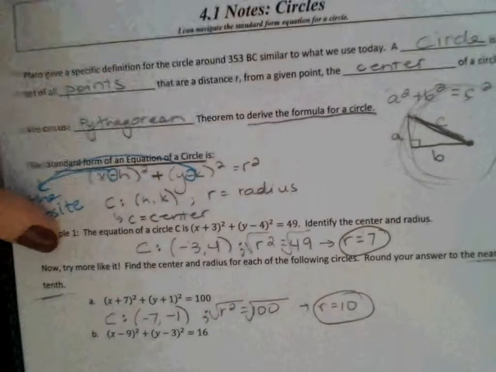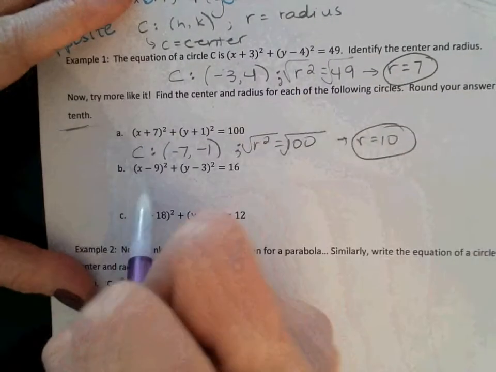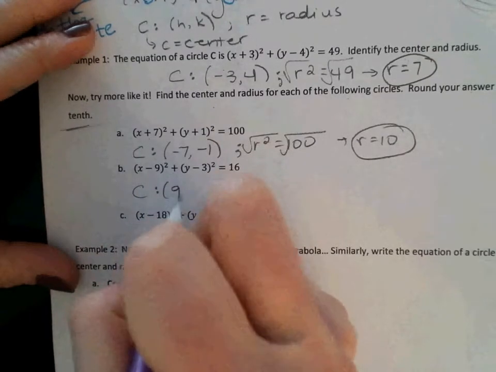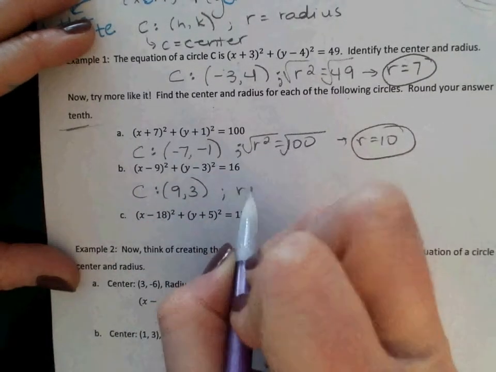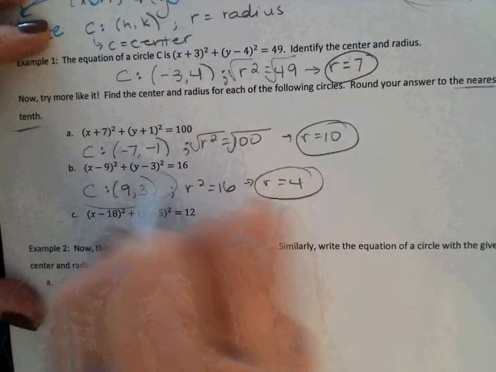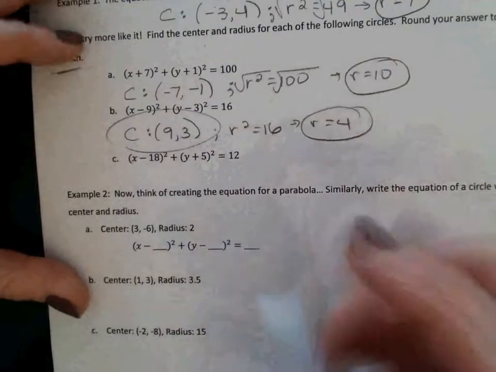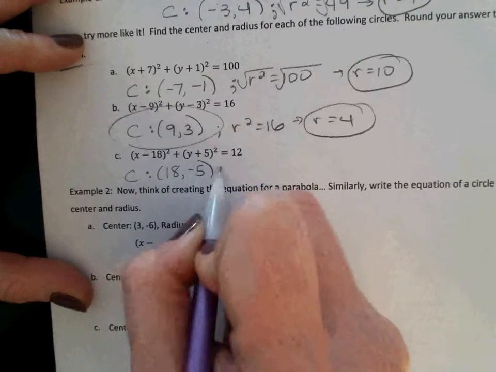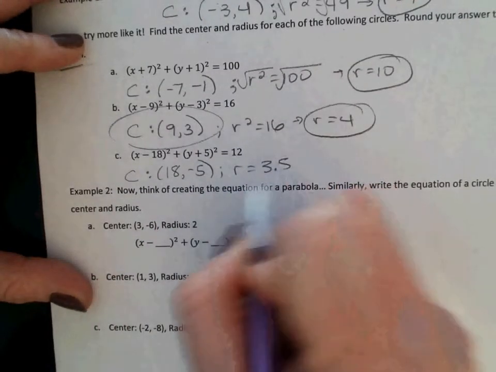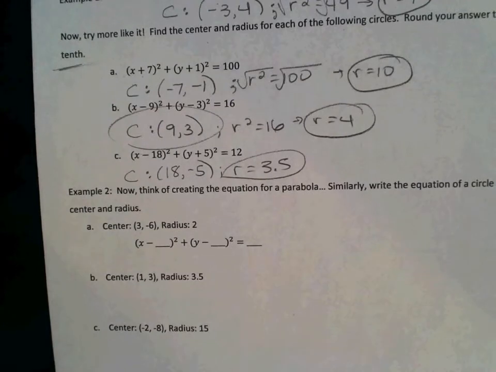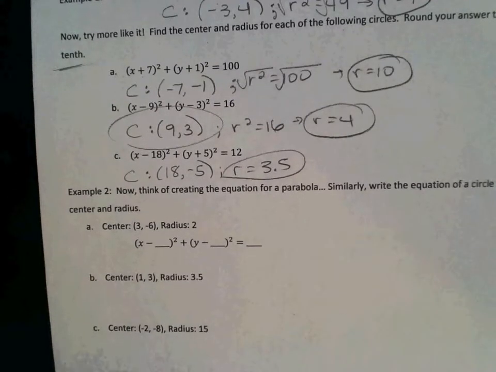B. C equals 9, 3. Good. And then r squared equals 16. And then r. Excellent. Nice job. C. Janiyah, what'd you get? C is 18. Good. r is 3.5. Thank you. So taking the square root of 12, we get 3.5 rounded to the nearest tenth. Raise your hand if you got B and C. Sweet. Okay, it's not that hard.